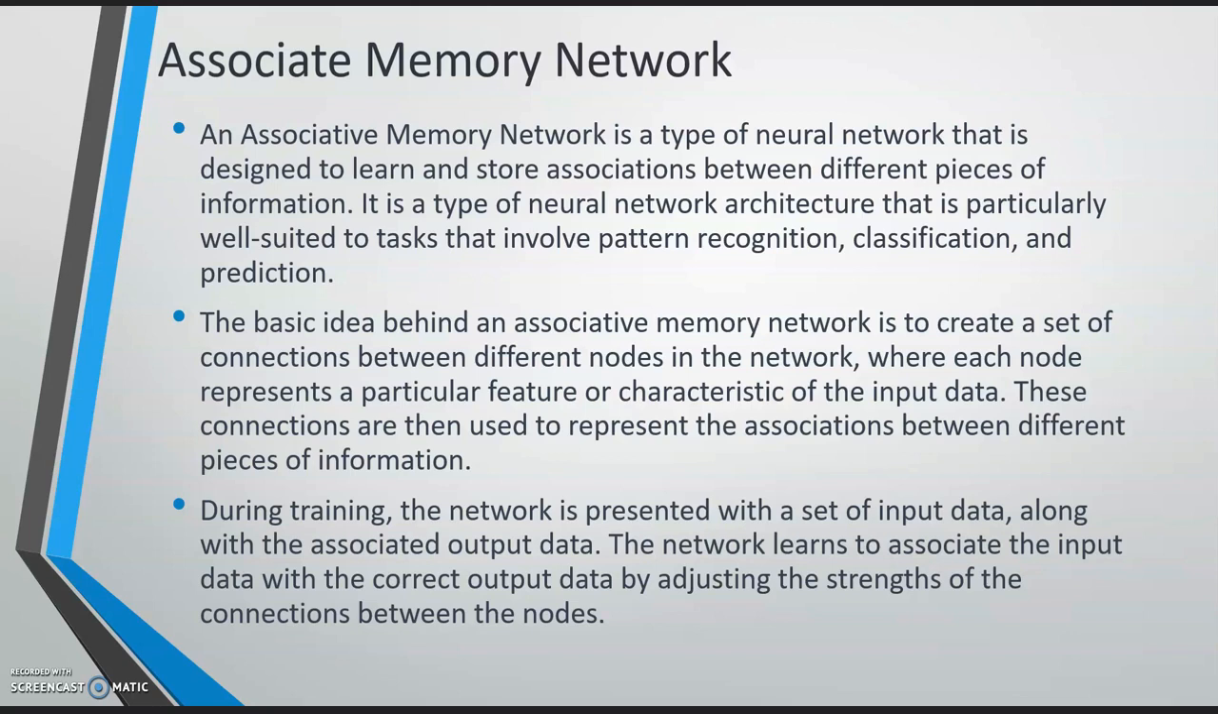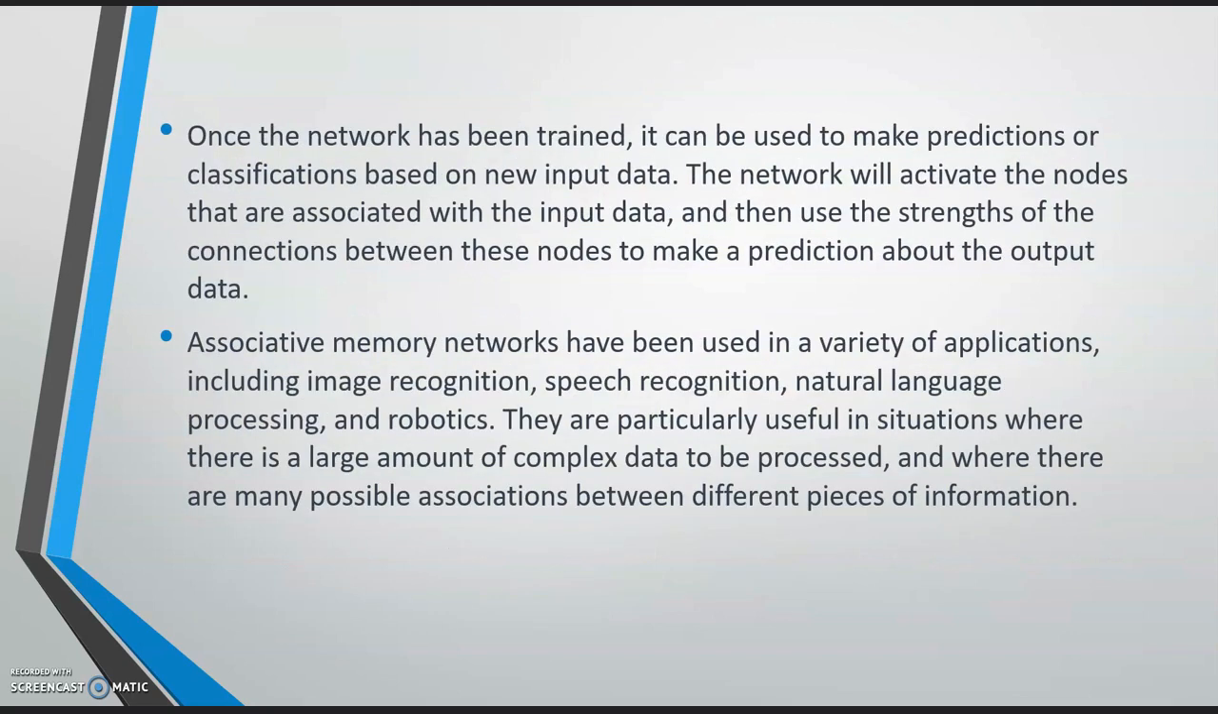During training, the network is presented with a set of input data along with the associated output data. The network learns to associate the input data with the correct output data by adjusting the strengths of the connections between the nodes. Once the network has been trained, it can be used to make predictions or classifications based on new input data. The network will activate the nodes that are associated with the input data and then use the strength of the connections between these nodes to make a prediction about the output data.